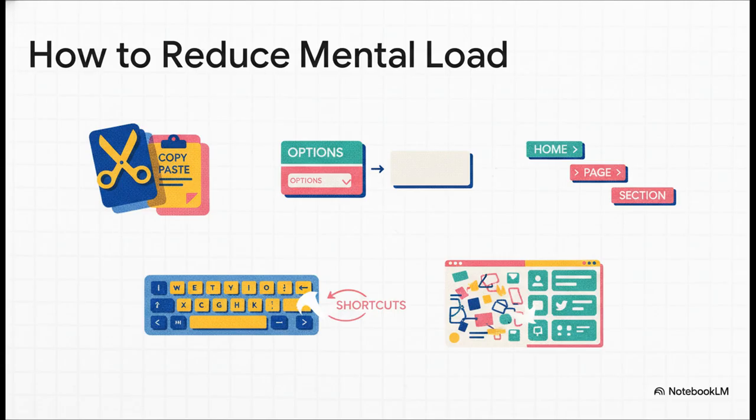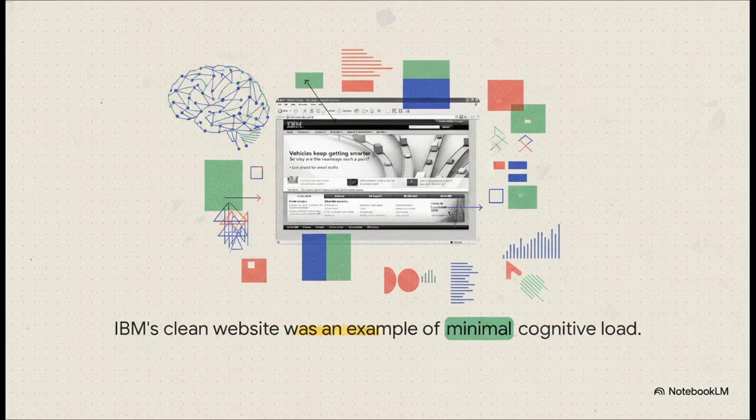Clear visual cues show us where we are and what we can do. Shortcuts speed everything up, and maybe most importantly, promoting visual clarity, getting rid of all the clutter, lets us focus on what actually matters. And to show what this looks like, the paper held up IBM's website from that era as a fantastic example.